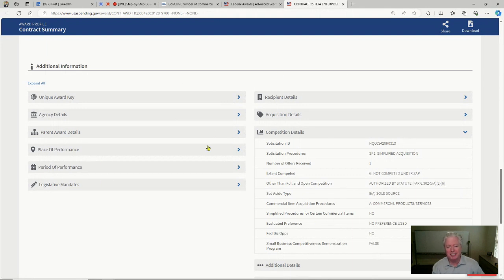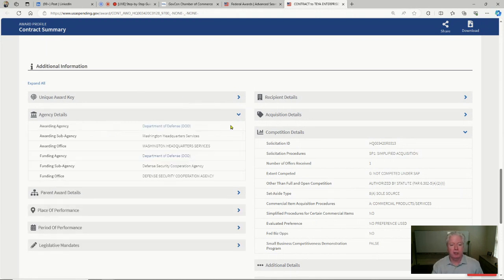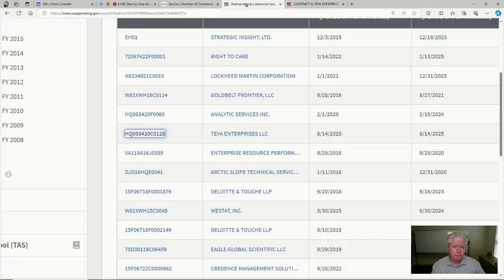And so I'm just chasing the dollars here. And I can look at all this other detail. I'm not going to go into it at the moment. I can look at all this other detail, which will help me with capture as I'm trying to pursue that. It gives me a lot of early information in there. So I can see it's at Washington Headquarters Service, et cetera.